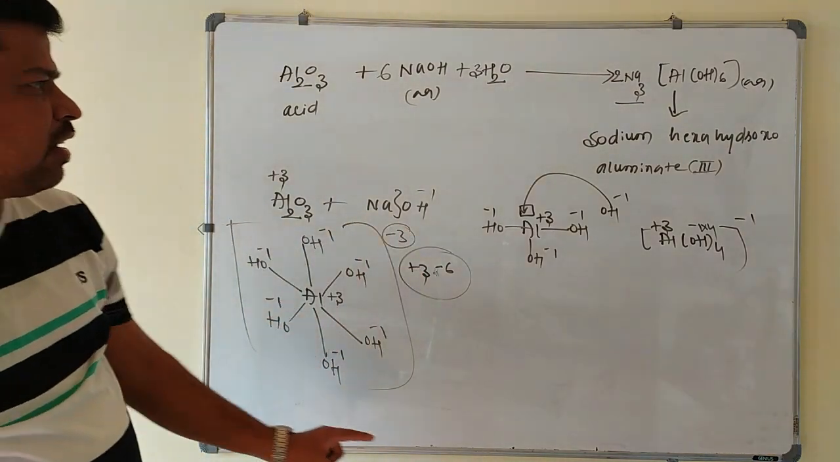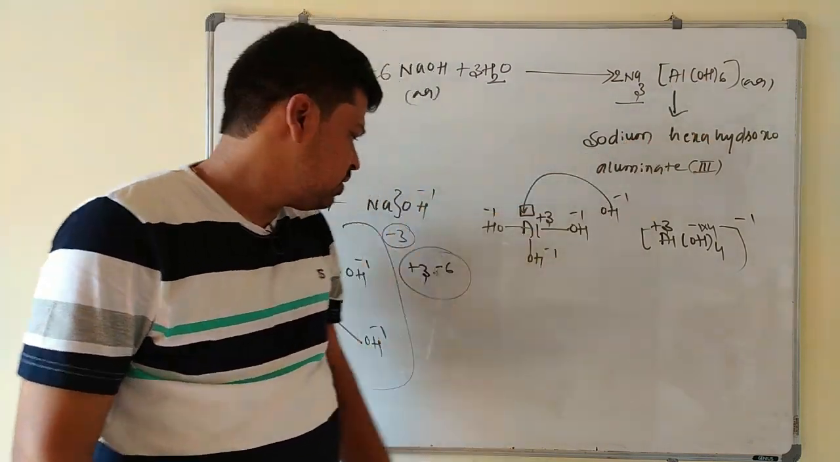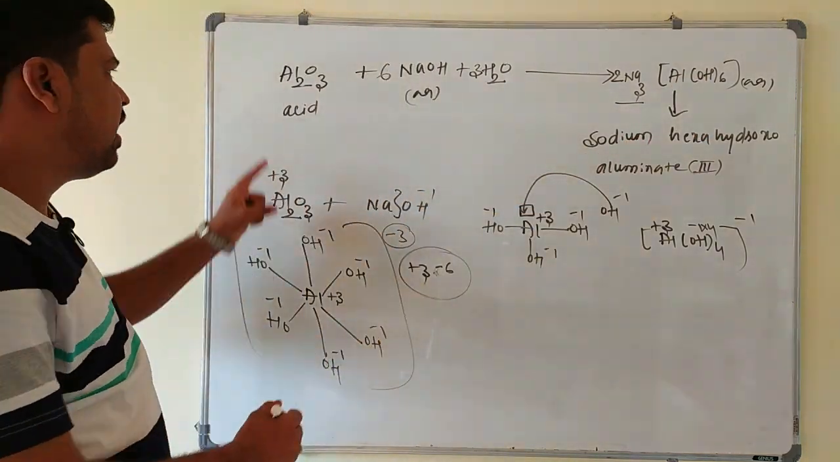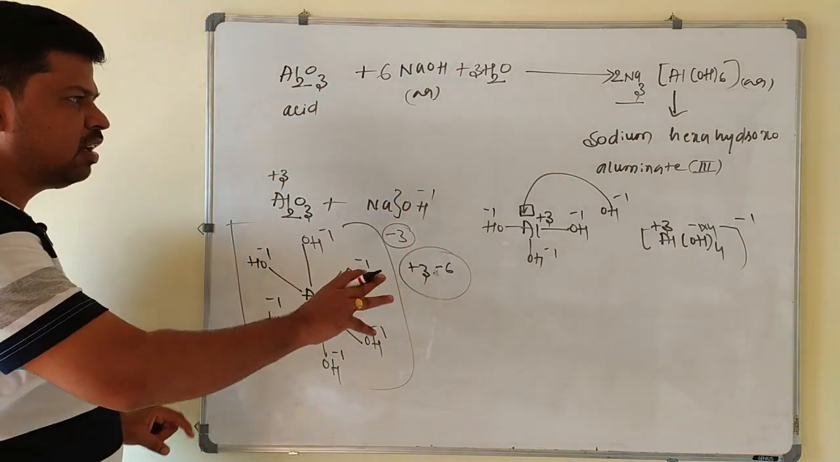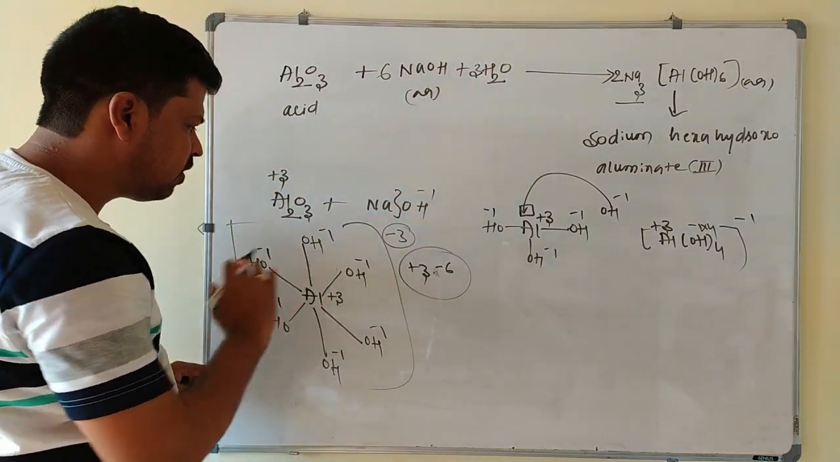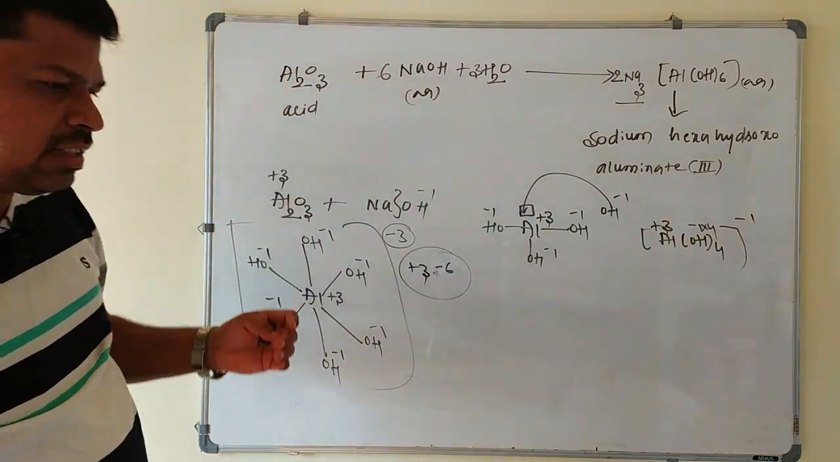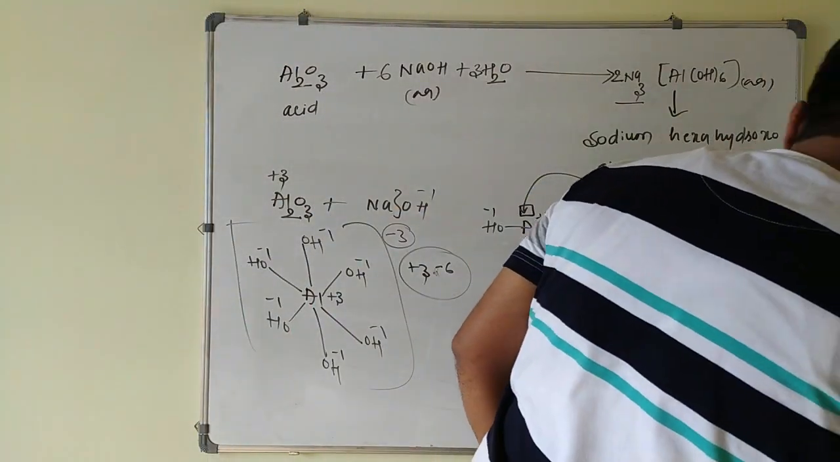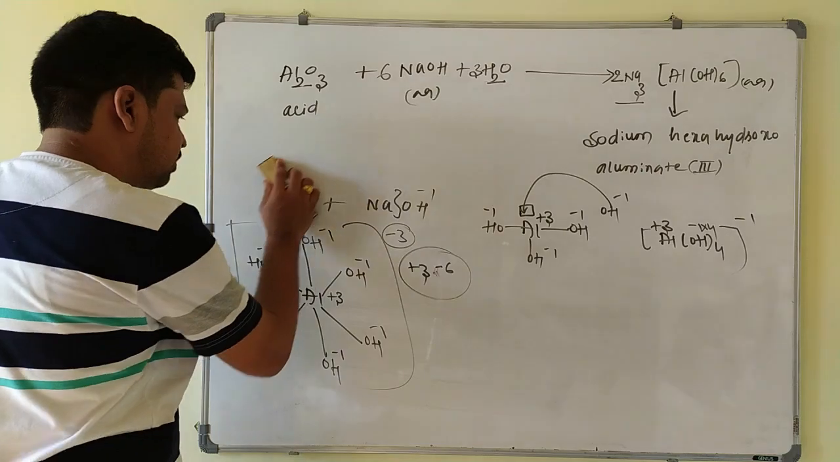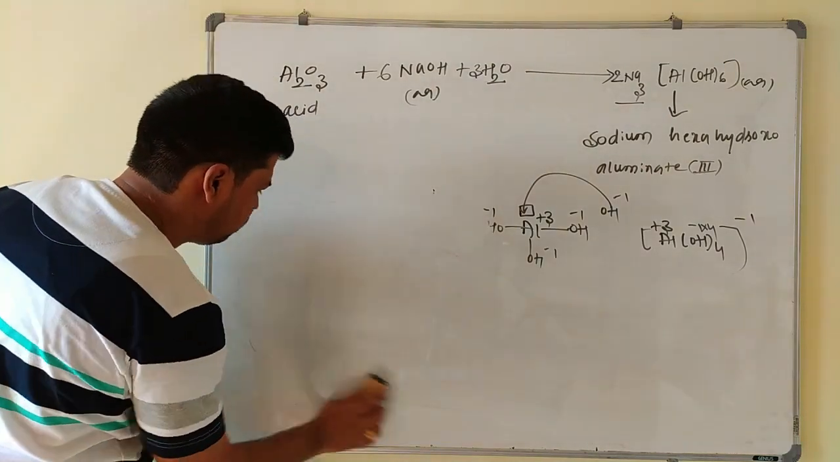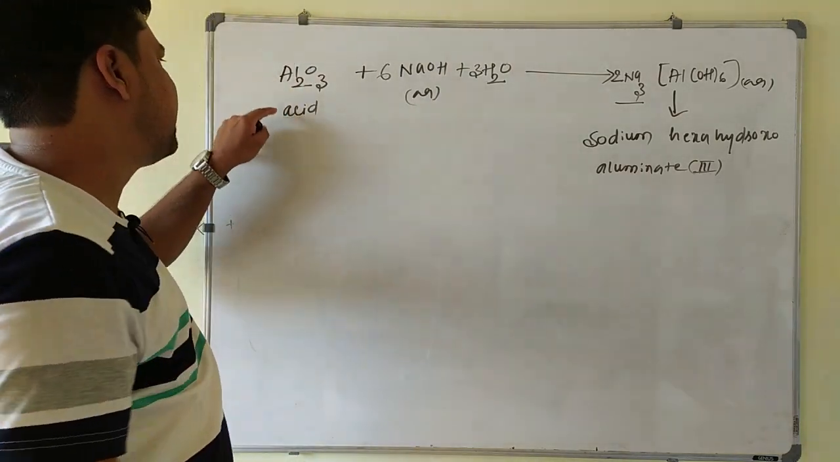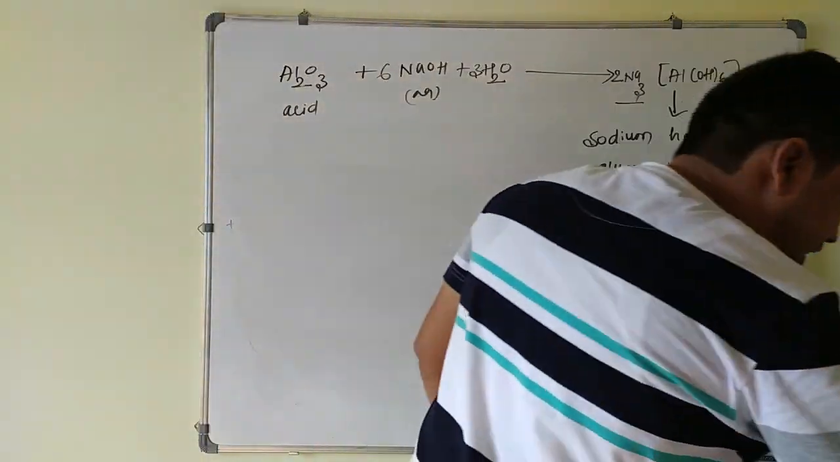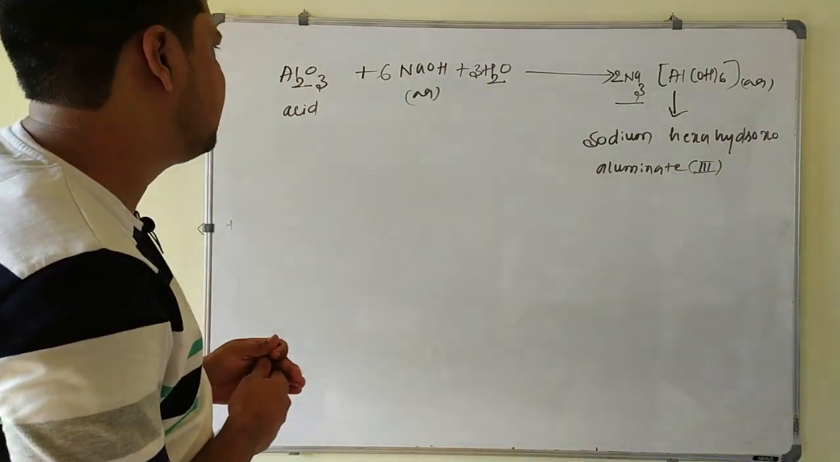Okay, like this I have written this complex here. So this is the reaction of Al2O3 with the NaOH. So you can explain this on the basis of these basics. Next reaction, now Al2O3 was acting as acid here. Now it will act as base also because it is amphoteric in nature.